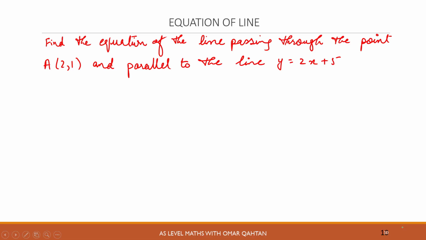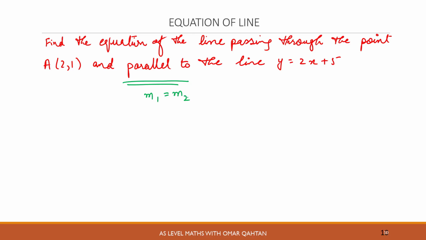Alright, so now in this one we'll have a look at a question where one line is parallel to another line. As you could see in the question, find the equation of the line passing through the point A and parallel to the given line. What does that mean? When two lines are parallel to each other, we have already discussed this property: the gradient of the first line would be equal to the gradient of the second line.